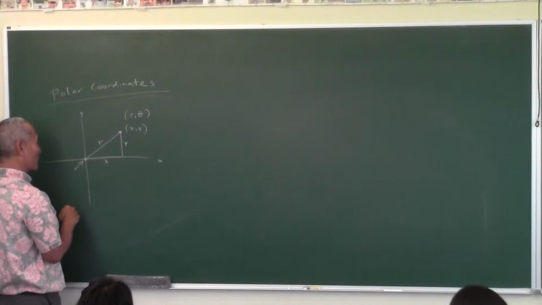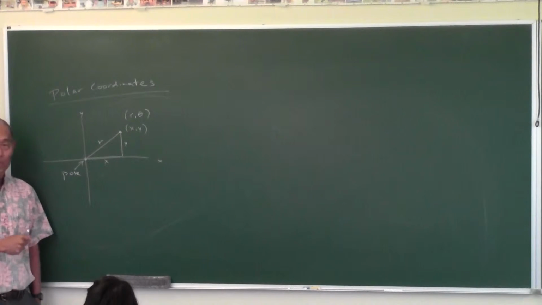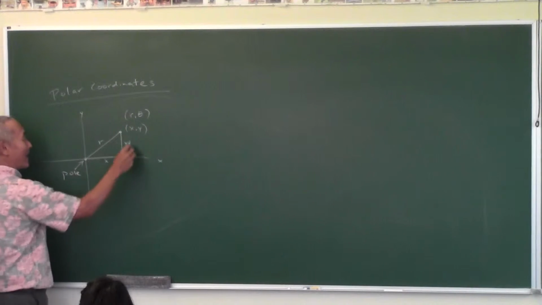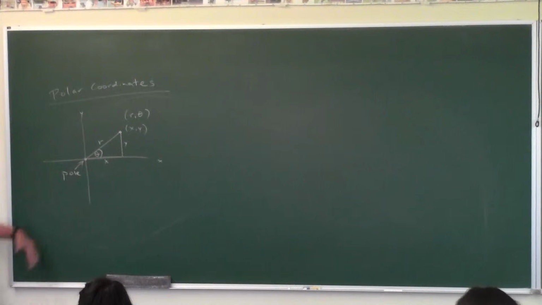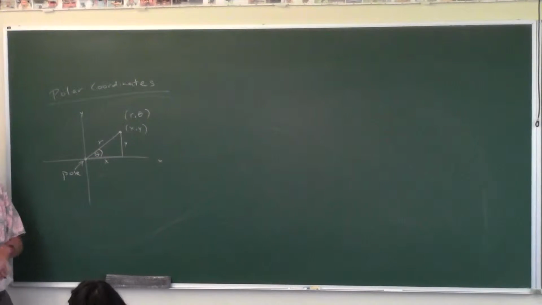But in the polar coordinate system, we call that the pole. We call the origin the pole. But if you call it the origin, it's fine. And theta is the angle right there, that this radius, I guess you can call it a radius if you want, makes with the positive x-axis. So what you have to do tonight is plot points in the Cartesian plane that are polar coordinates.